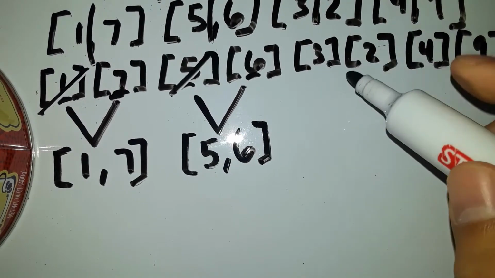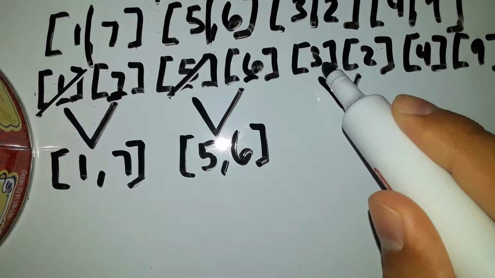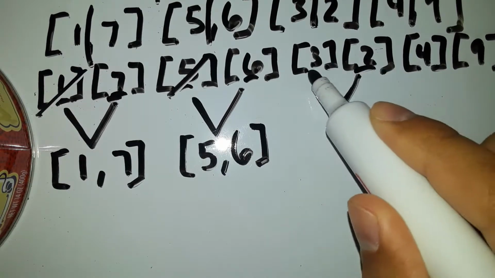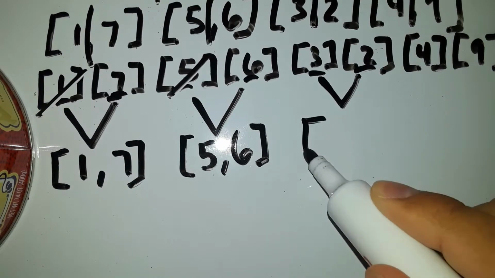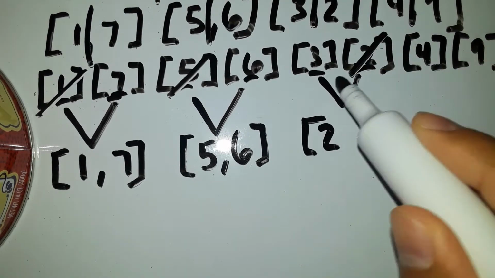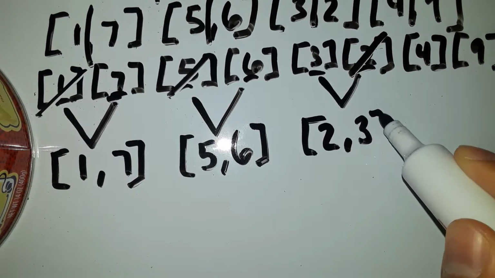So now let's go ahead and do the same thing with the 3 and the 2. So what we have here is we have a 3 and a 2. The 2 is obviously smaller than the 3. So we go ahead and push this to a new array. So 2. And then, of course, there's nothing else to compare to. So we're going to go ahead and push the 3 as well.